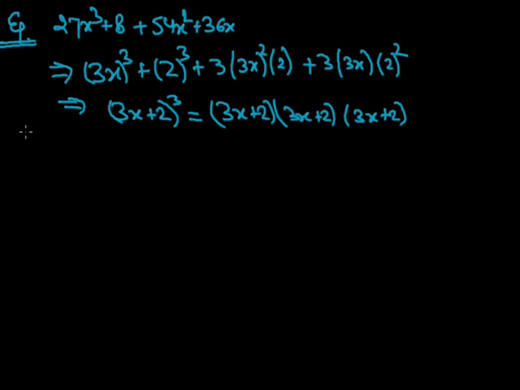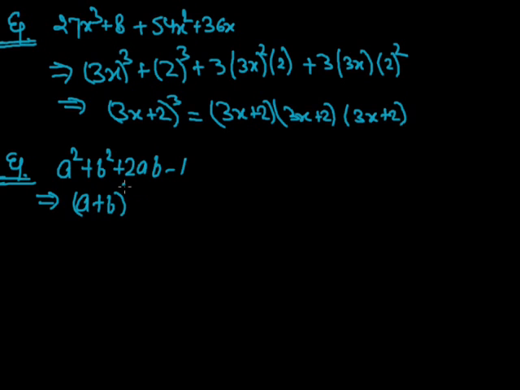Let's see some other problems. If we are given to factorize a square plus b square plus 2ab minus 1, by looking at it we can write it as (a plus b) whole square minus 1. We have studied x square minus y square, so it will be (a plus b plus 1) and (a plus b minus 1). Now we cannot further reduce it, so it is a factorized form.